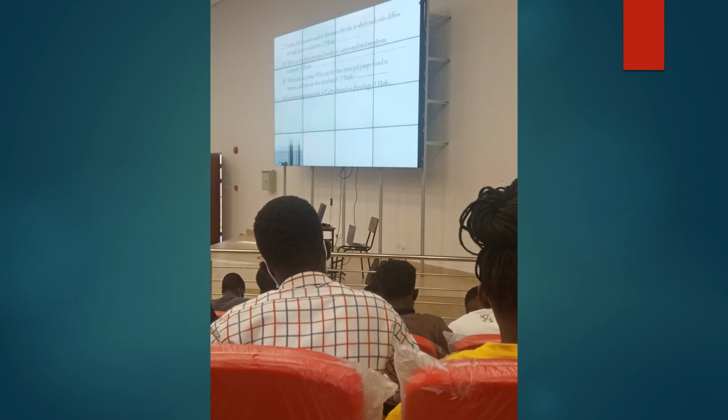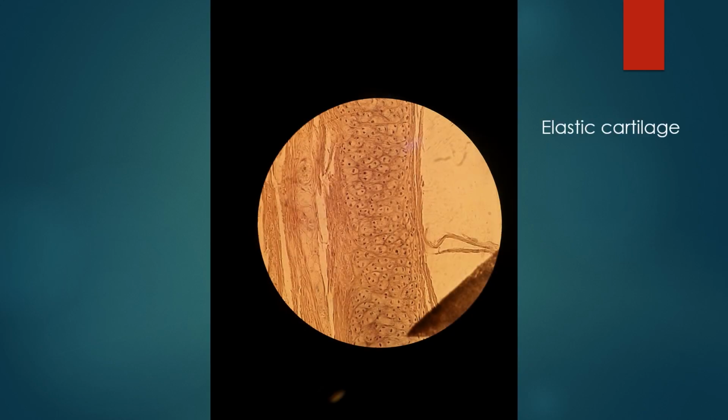With histology, you need to be good at identification. For example, here is an image. You can try to guess in case you get it right. So this is an image of compact bone. Let me show you another image. So this is an image of elastic cartilage, which is found in places such as the epiglottis.